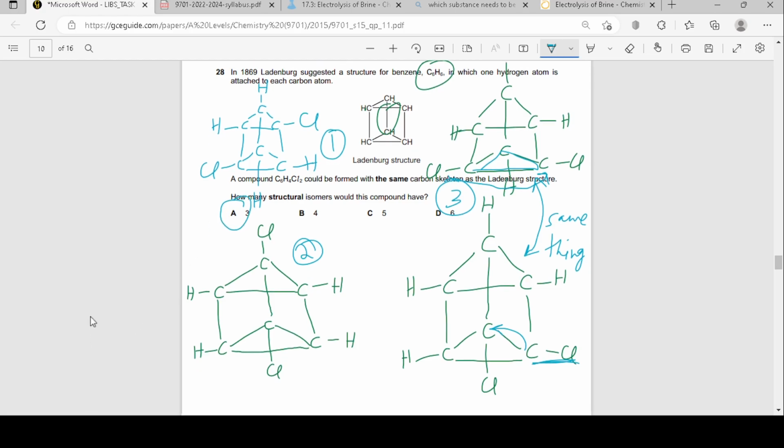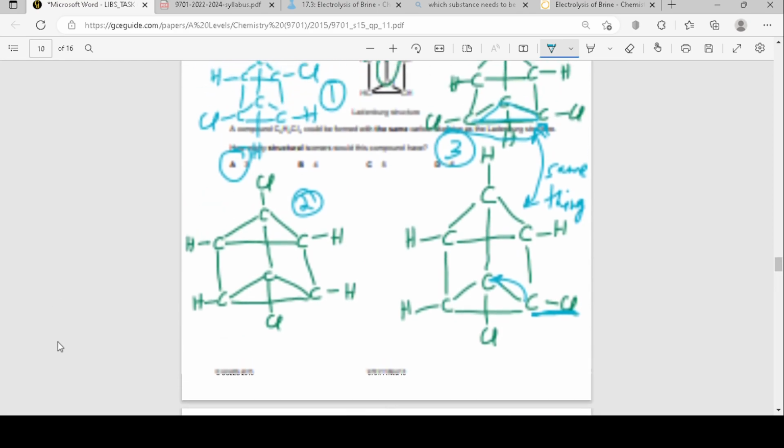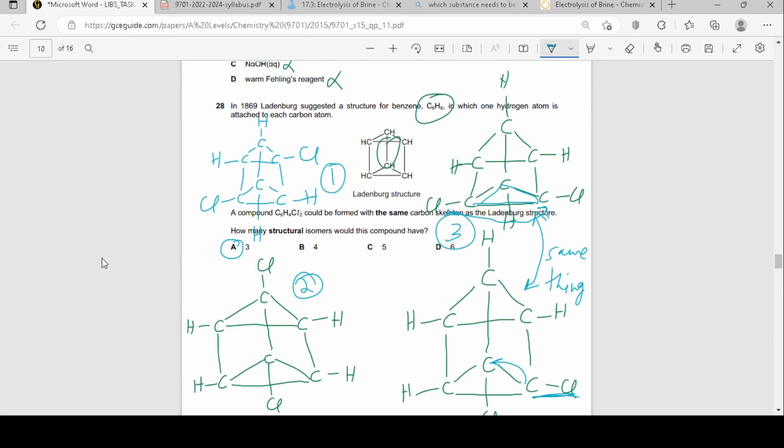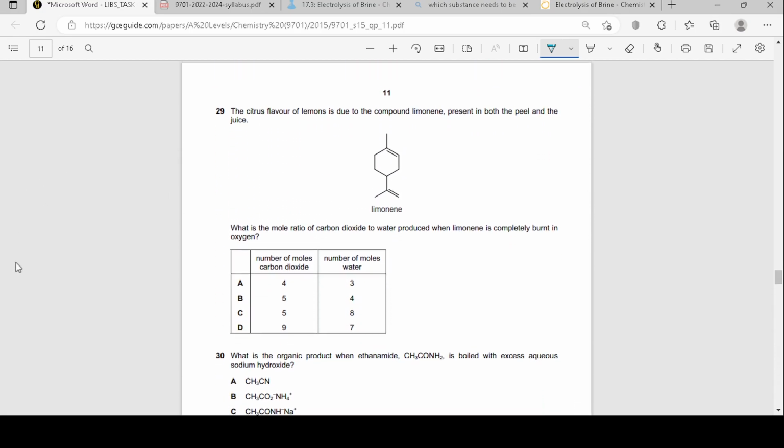How many structural isomers could this compound have? Three. So basically, for these type of questions, you just have to really think how many structural isomers you have, and you have to go about it systematically, perhaps more systematically than I do it, because I'm a very messy person, so just do it neatly, okay? So yeah. Question number 29.